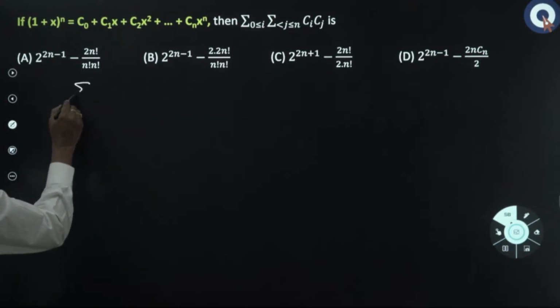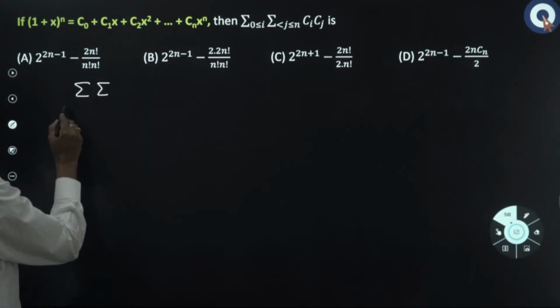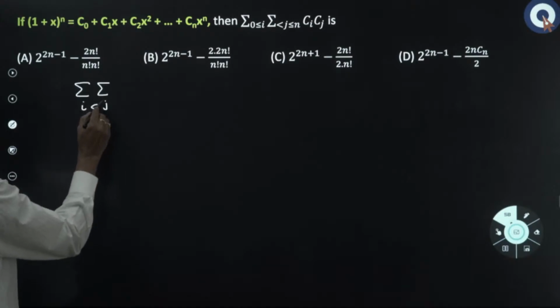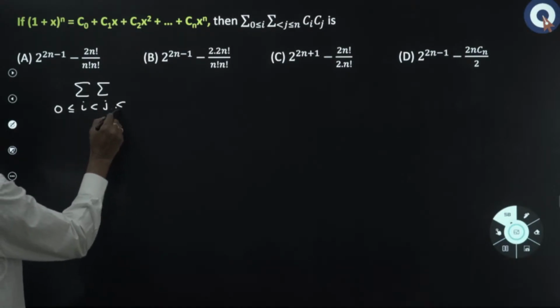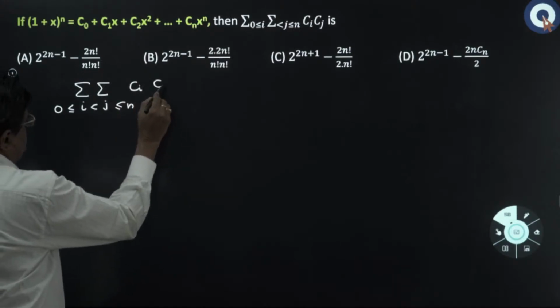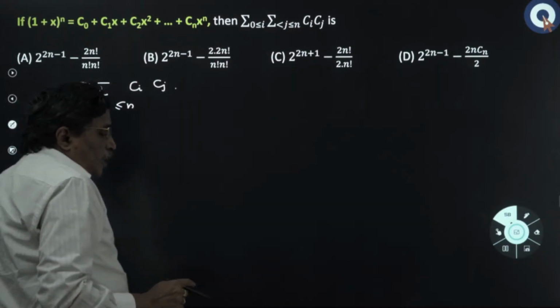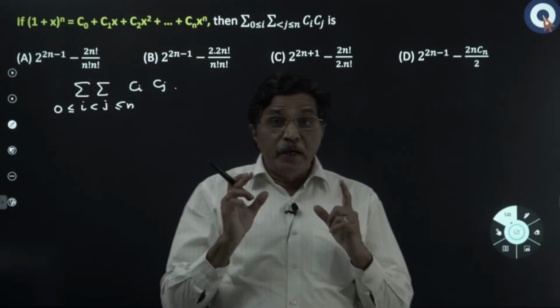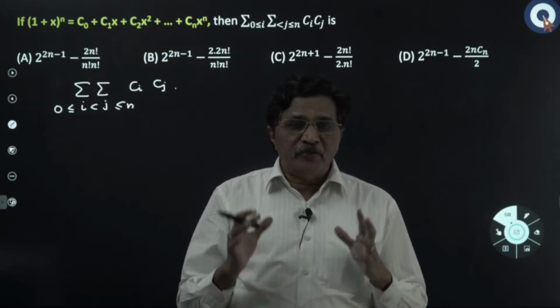Sigma sigma, i less than j, lying between 0 to n, ci cj. This is called the sum of the products taken two at a time. The sum of the products taken two at a time.